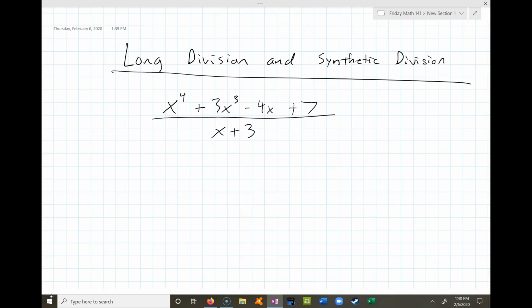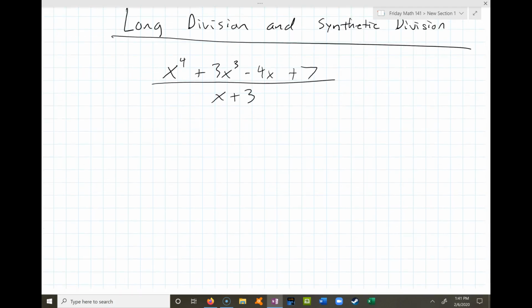So this video is basically a more in-depth look at the connection between long division of polynomials and synthetic division of polynomials. I'm going to do examples of both on the same problem so you can see how they compare to each other. Here's an example of polynomial division. I'm dividing x plus 3 into x to the fourth plus 3x cubed minus 4x plus 7.